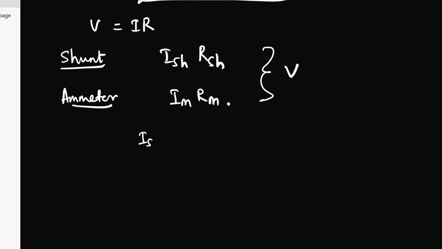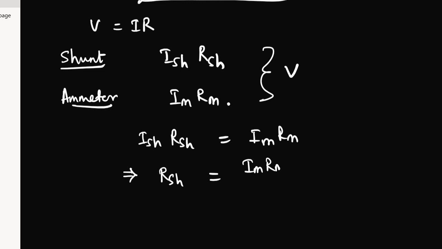So I will simply write ISH RSH equals IM RM. So if it is that, then I will be calculating RSH as IM RM divided by ISH. But I should be knowing what ISH is, then only I'll be able to calculate RSH. So this is equation number 1.